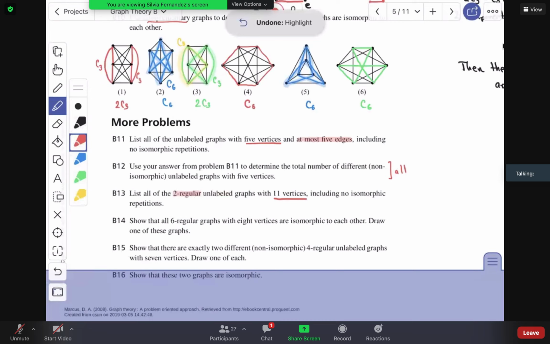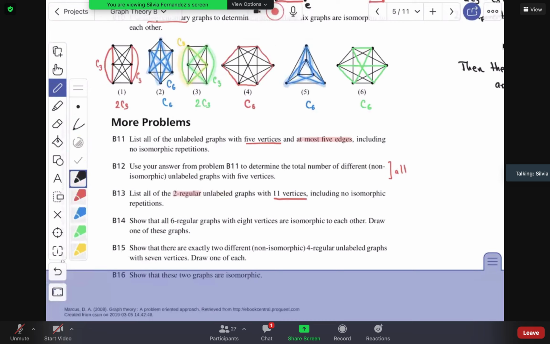graphs. The 2 regulars are cycles put together. So it could be like the C6 and the C3, C6 plus C3. Those are unions of cycles. So these are unions of cycles. And so you want all the ones with 11 vertices.